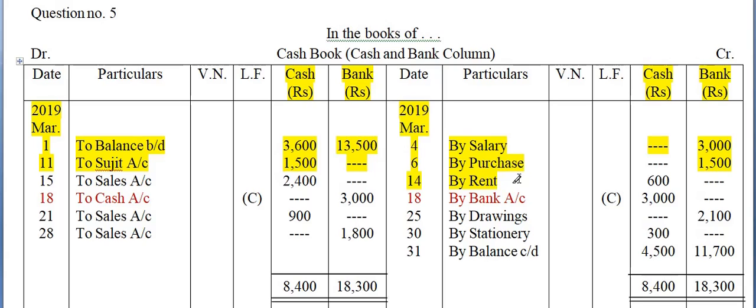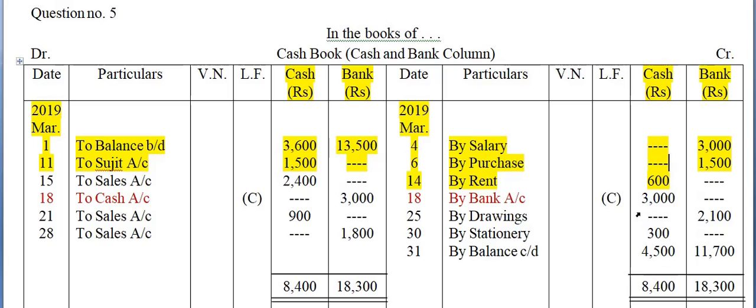Either cash or bank, what is involved out here? We don't know. So in this particular case, when no cash or bank is mentioned specifically, we assume it to be cash account, or we can assume that the payment has been made in cash. So the cash will decrease. We can write on 14th By Rent Account, and in the cash column we can write 600 because cash is going out. You are giving rent to your landlord.